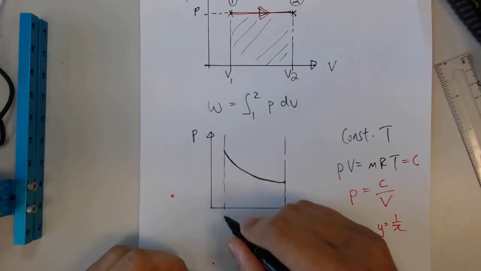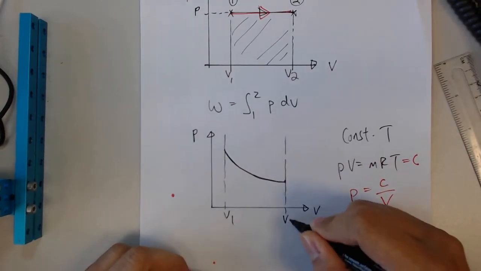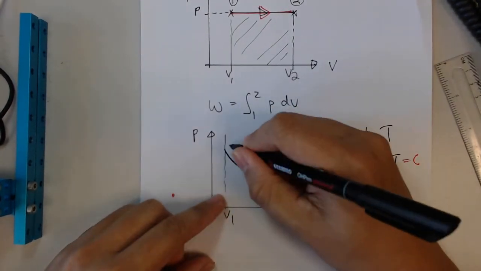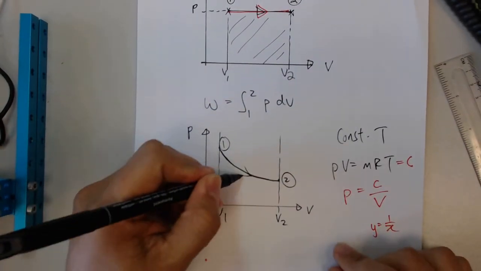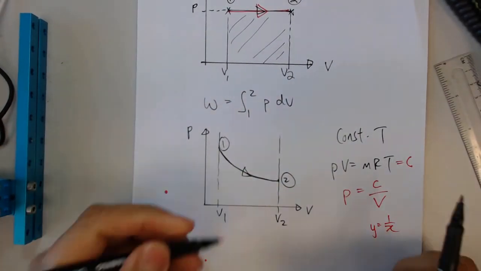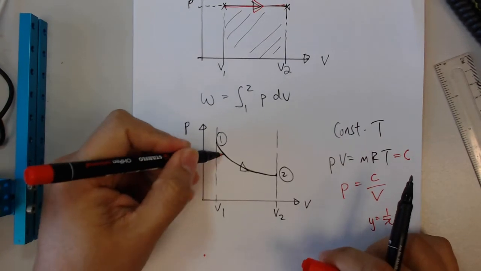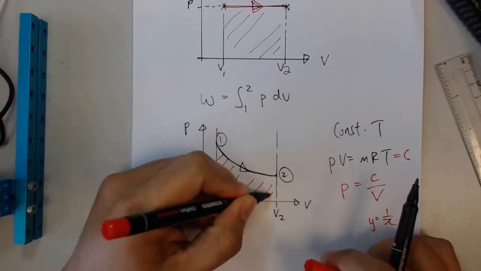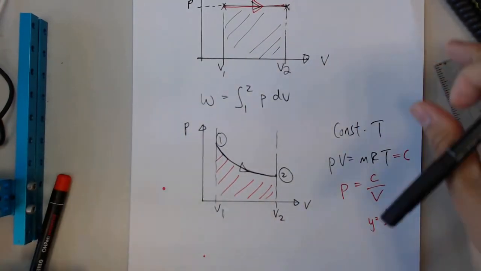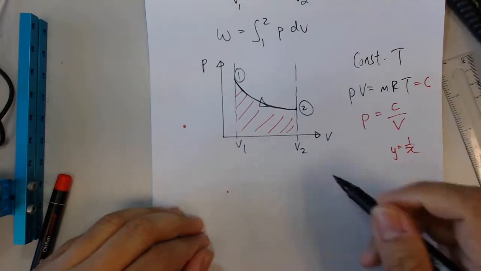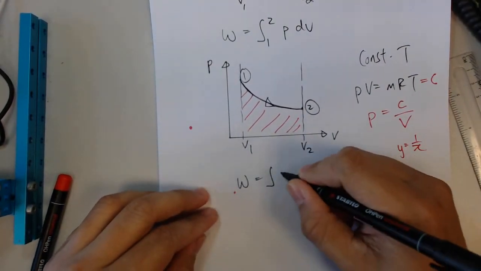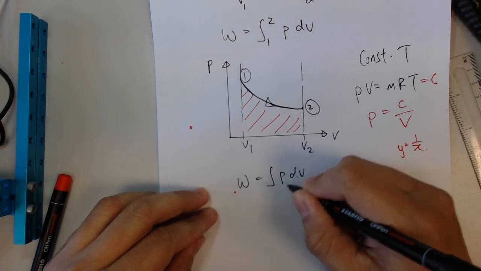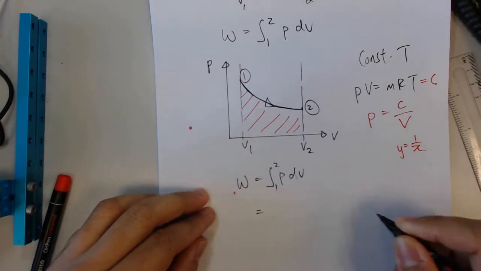So the same, let's say this is V1, this is V2. So state 1 is here, state 2 is here. The process goes from left to right, and as you know, the work that is done is the area under the constant temperature curve. So work done is the integration of P dV from state 1 to state 2.